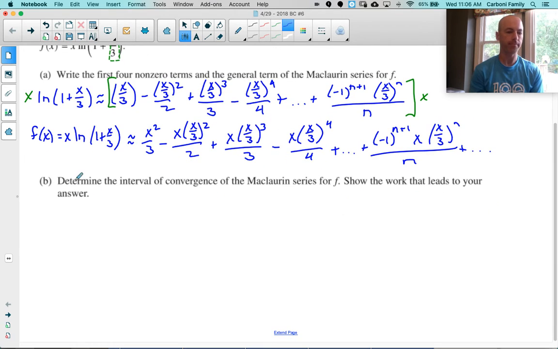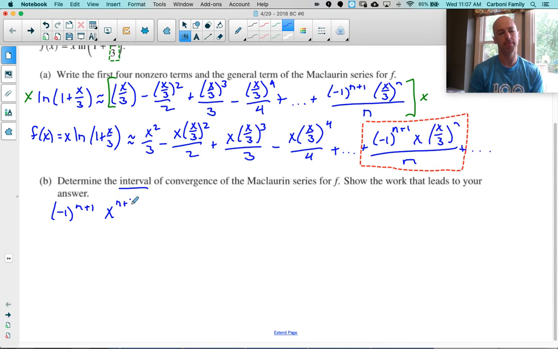Part B asks you to find the interval of convergence, so we will have to test the endpoints. So the interval of convergence for this series f. At this point, I'm going to simplify the general term, because the general term is what I will use in the ratio test. So we'll use ratio test in B. So my general term is negative 1 to the n plus 1. X times x over 3 to the n would be x to the n plus 1. And that 3 to the n, I'm going to move to the denominator with the n that is already there.